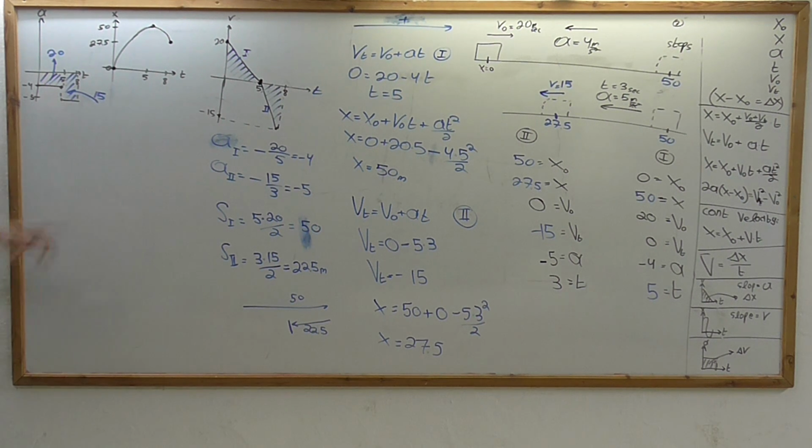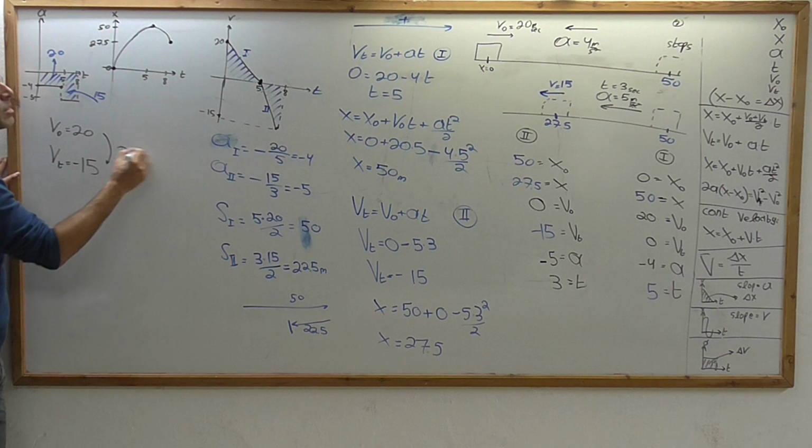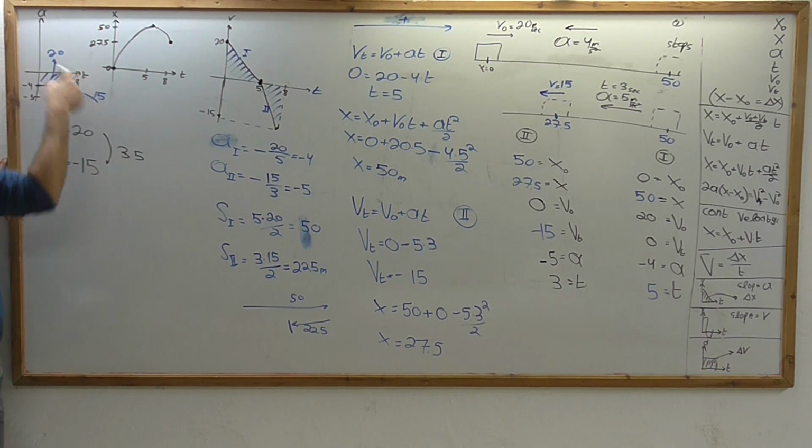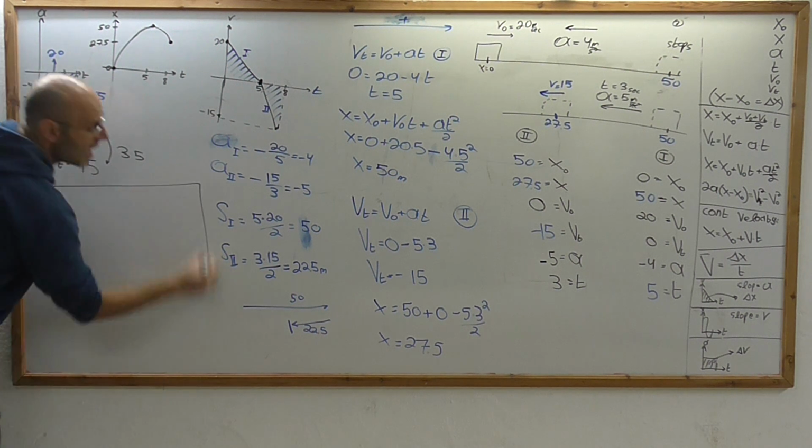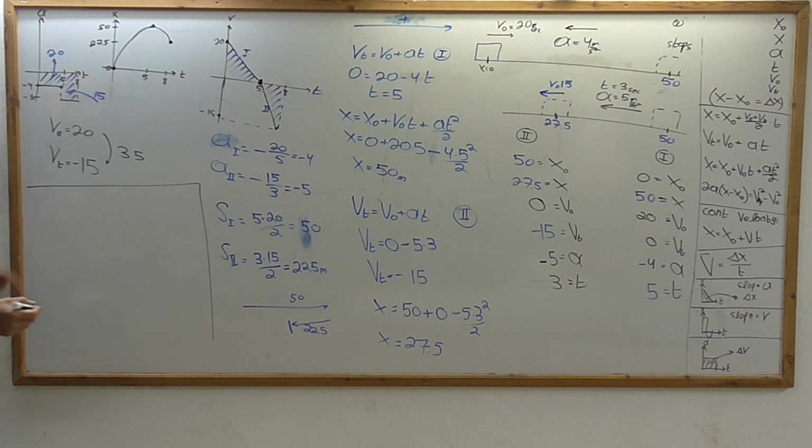What do these negative areas under the t-axis mean? It means that the velocity decreases by 35. Let's see if it's okay. It started with 20, it finishes with minus 15, so the velocity decreases by 35, which is 20 plus 15, so it's okay also. Let's add the average velocity, so you'll see what it means.